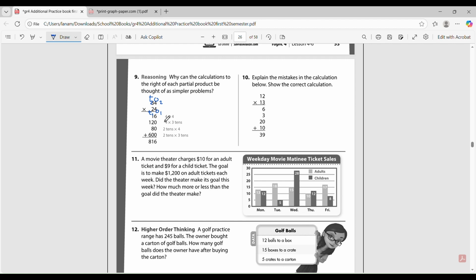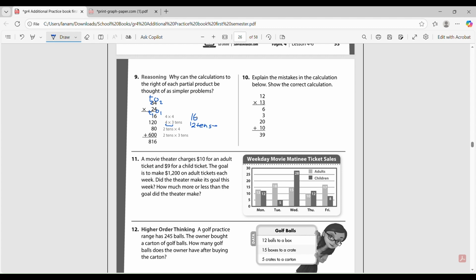Now in the first line I'm multiplying ones by ones, so 4 times 4 is 16. Now in the second line I'm multiplying the ones by the tens, so 4 times 3 tens equals 12 tens. So here I'm going to say the answer is 16. 4 times 4 is 16. Here I didn't say the name of the place because it's ones, so I don't need to say it. Now here 4 times 3 tens. I know that 4 times 3 is 12, so I'm going to say 12 tens.